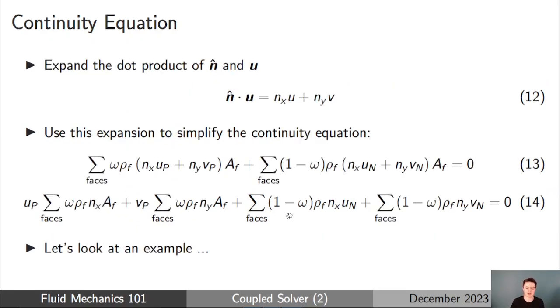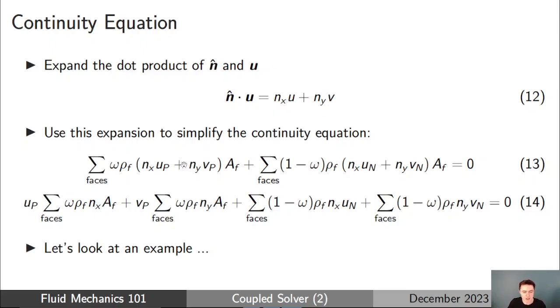How do we proceed? The key to the next stage in the derivation is actually to expand the dot product of the unit normal vector and the velocity vector. And you remember that for the dot product, we just take the components of the vectors and sum them together. So we've got the x component of the unit normal vector multiplied by the u component of the velocity vector, plus the y component of the unit normal vector multiplied by v. And if we were in 3D, we could of course extend that.